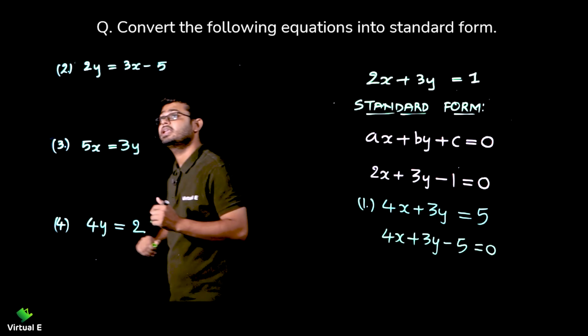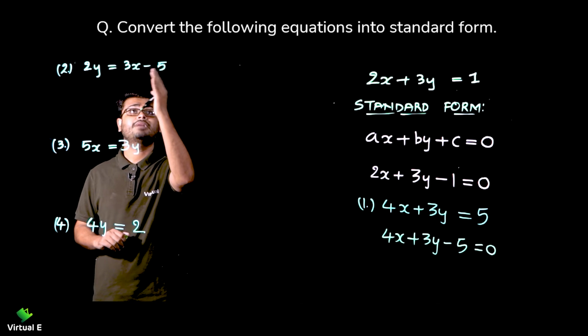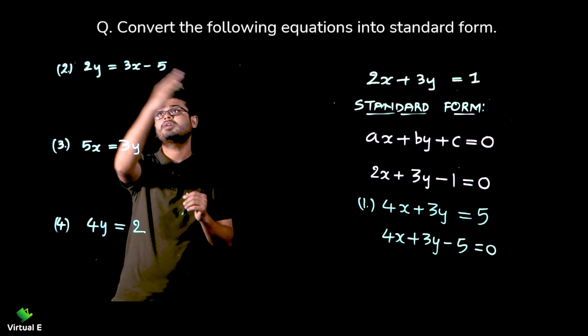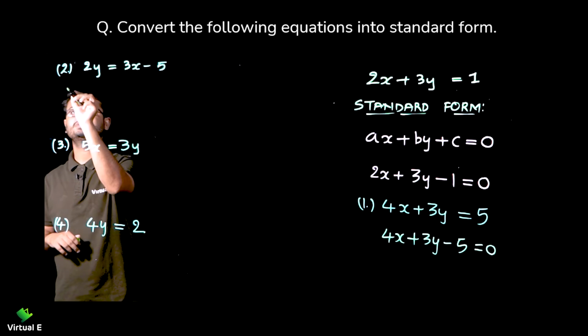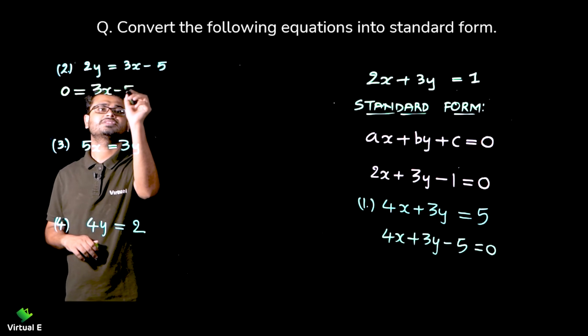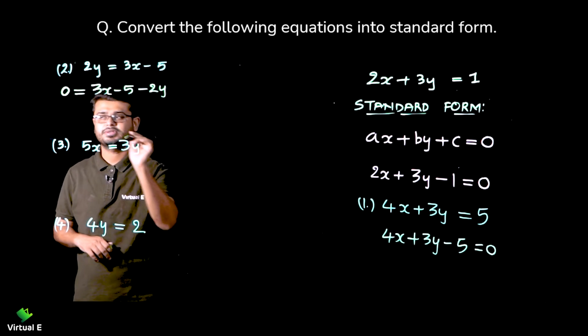Let's move to the next question. Here 3x minus 5 and 2y is on this side. So you can shift the 2y over here. So 0 is equal to 3x minus 5 and minus 2y. Let's rearrange it.